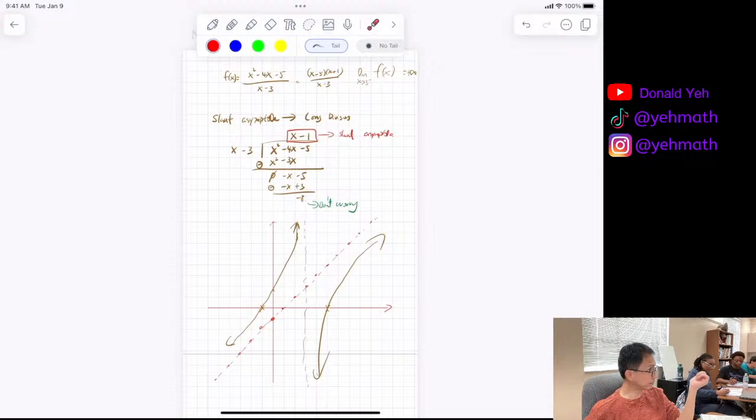Yes? Can you explain one more time how we know whether you're going to ask for the slant? I know we do long division, or... No, I'm going to give you an equation. You're going to figure out whether there's slant or not.